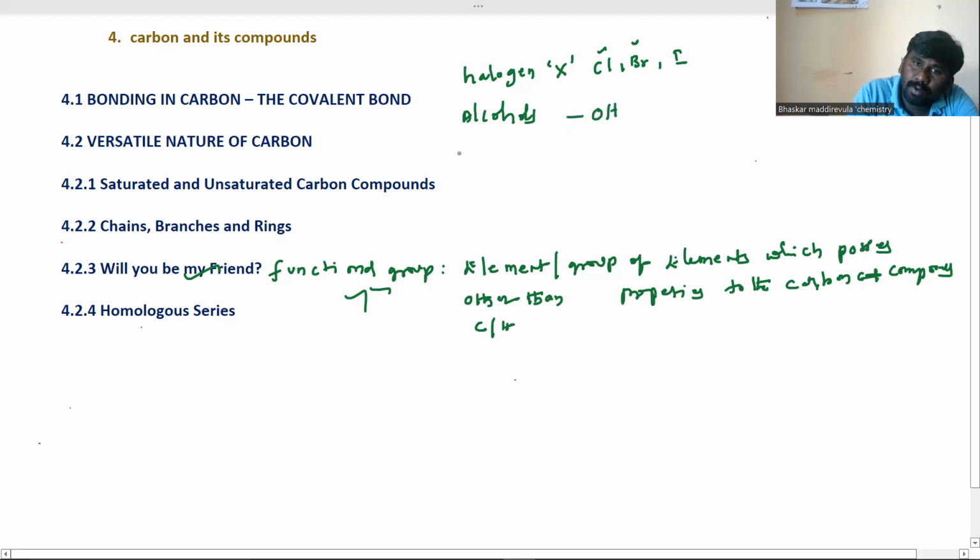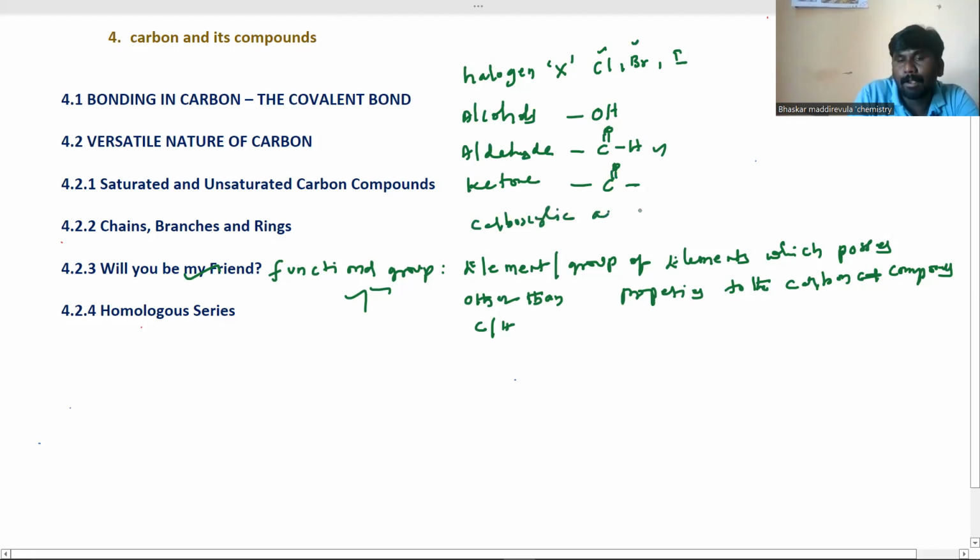Next, aldehyde. C double bond OH, this is the aldehyde group. Next, ketones. C double bond O is a ketone. Next, carboxylic acid. That is C double bond OH. From here also there is a possibility of asking so many questions.